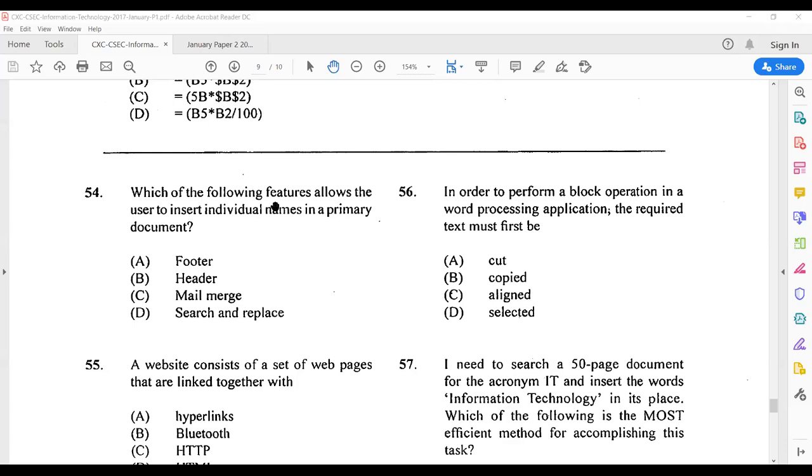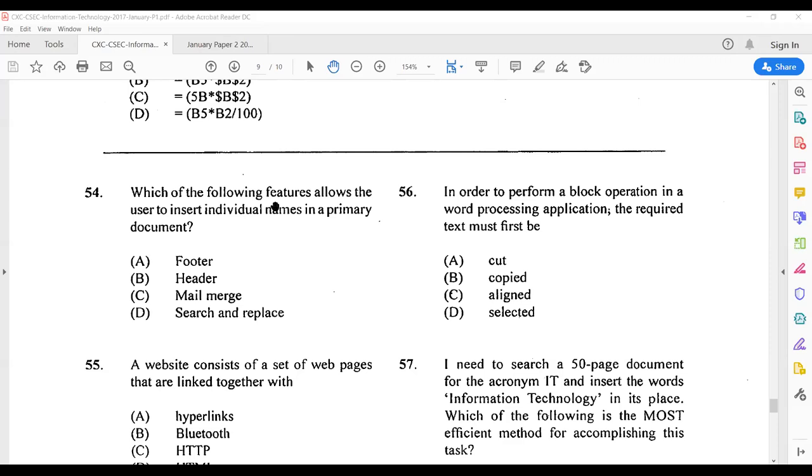Now, a footer would insert information at the bottom of a page, right? So that would be more like a page number. Headers insert information at the top of the page. So that could be probably a company logo or the document title. And then search and replace has nothing to do with a formatting feature, but that looks for a string of characters and then changes it to another set of characters. All right.